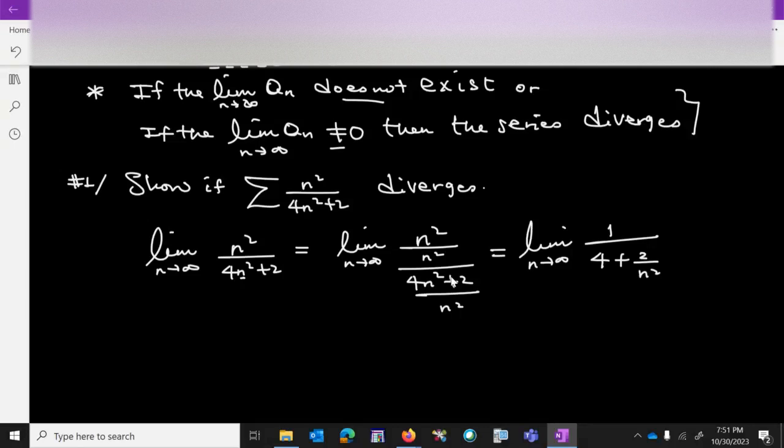Now it is time to plug in infinity. This in turn will give me 1 over 4 plus 2 over infinity square, which is just 0, because 2 over a huge number is 0. So this will give me 1 over 4 plus 0, which is simply 1 over 4. Okay, 1 over 4. Look now.